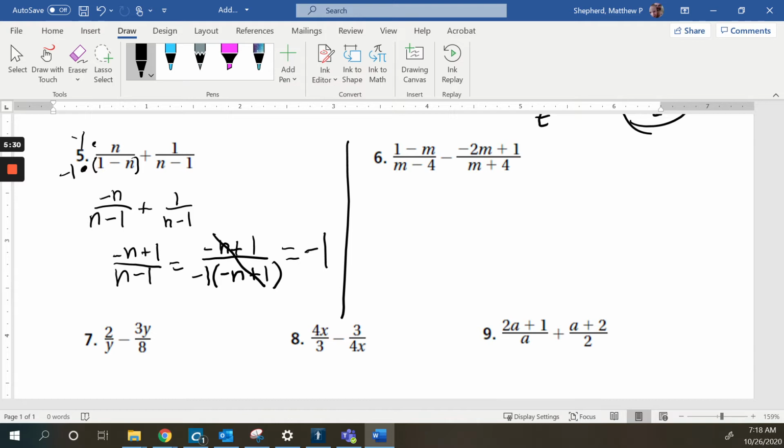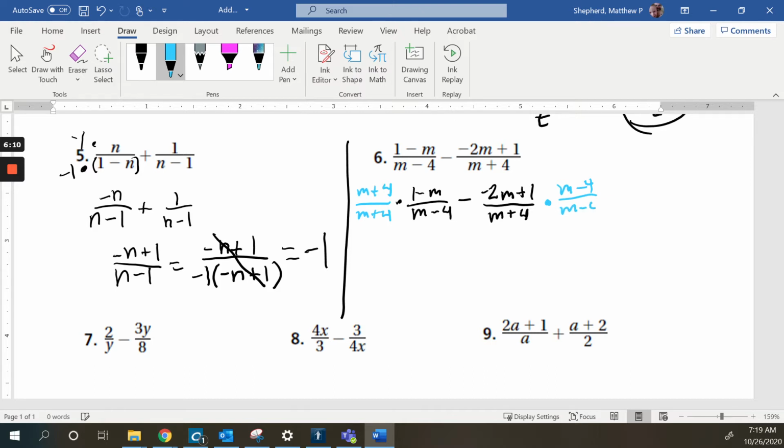That way both will have the same denominator. So what I'm going to do is create this. I'm going to have an m plus 4, and that is multiplying by the 1 minus m minus 4. Then we got our minus the -2m plus 1 all over m plus 4. And on that side, we're going to multiply by the m minus 4 all over m minus 4.